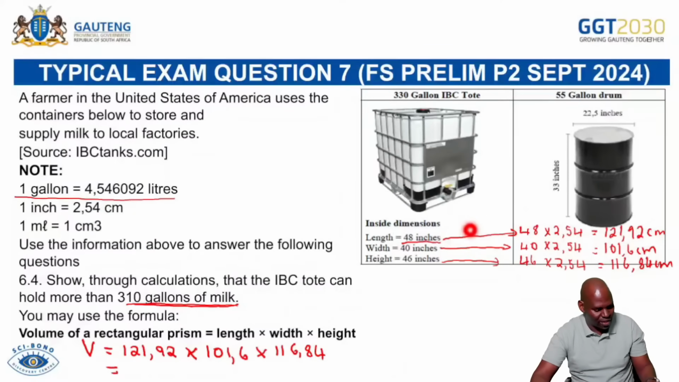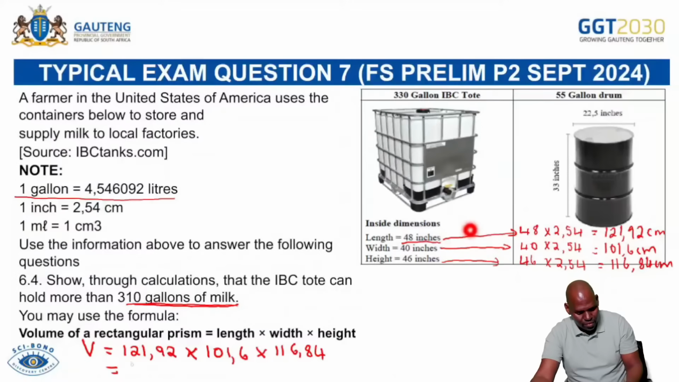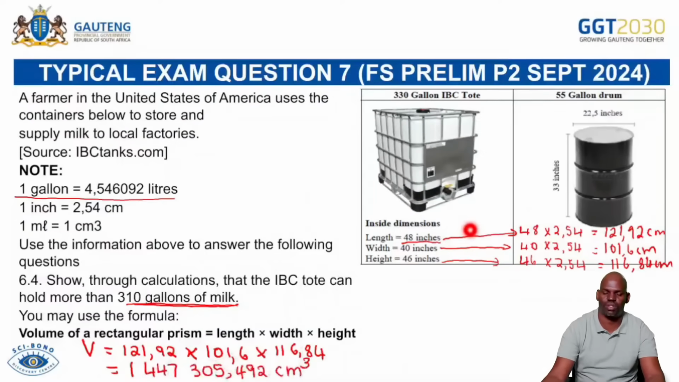Okay, then when I simplify that, I say 121.92 multiplied by 101.6 multiplied by 116.84. I'm getting a very, very big number. I'm getting 1 million, 447,305,492. Now my answer is in centimeter cubed.